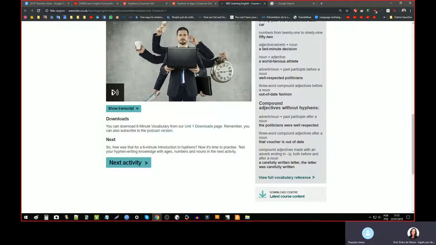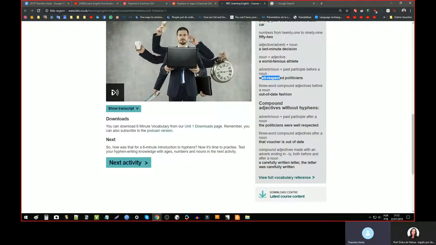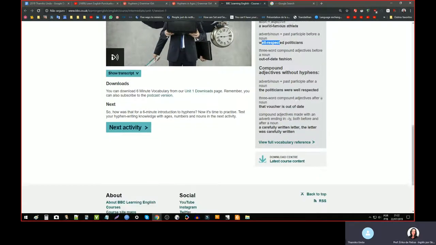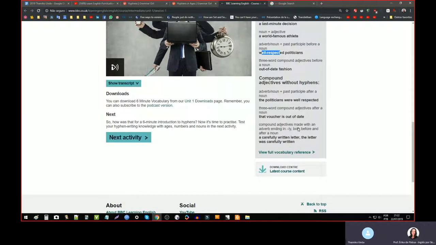And these combinations, adjectives or adverbs with a noun, last minute, or a noun and an adjective, world famous. This is so interesting. Adverb, noun, past participle, before a noun, well respected. And here it's interesting because when we use an adverb ending in ly, we don't use a hyphen. Here, the last one. A carefully written letter, yes. The letter was carefully written. We don't use it. So cool.